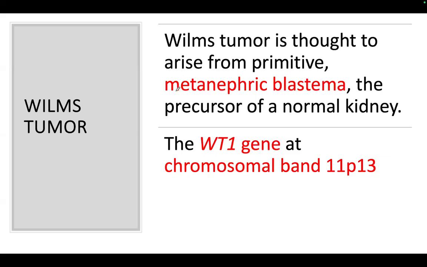This is considered to arise from the metanephric blastema, which is the origin of the kidneys. It is the precursor of a normal kidney. So if we mention two gene mutations are associated with neuroblastoma, Wilms tumor is associated with the WT1 gene, which basically stands for Wilms tumor 1 gene. This affects chromosome 11. So please take note of this.